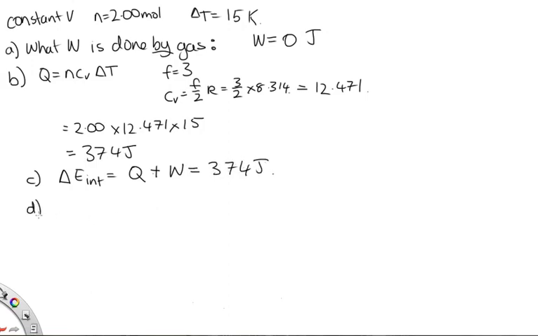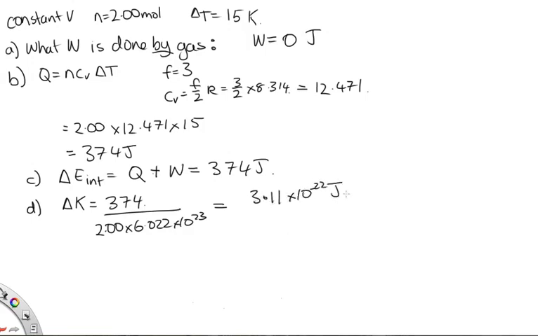And then part D says what is the change in the kinetic energy per molecule. So the change in kinetic energy is the same as the change in internal energy. So we just need to work out how much the internal energy changes per molecule. So we take the internal energy and divide it by the number of molecules. So there's 2 moles, and each mole has 6.022 times 10 to the 23 molecules, or atoms in this case, in it. So solving that on the calculator, we get 3.11 times 10 to the minus 22 joules per atom.